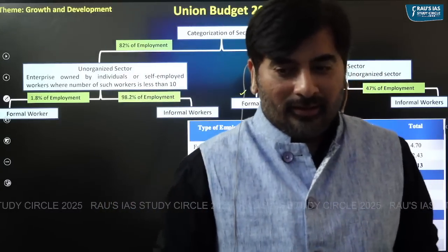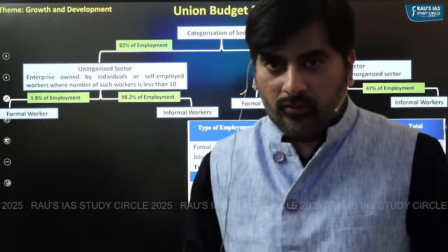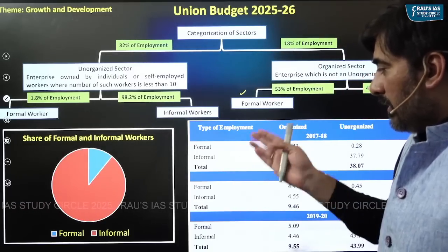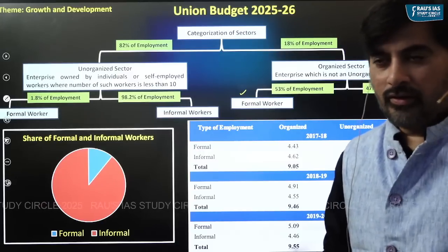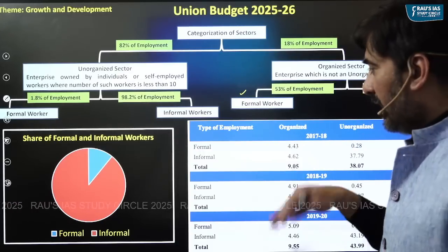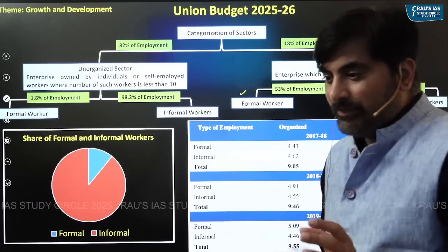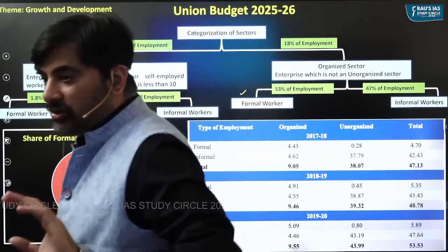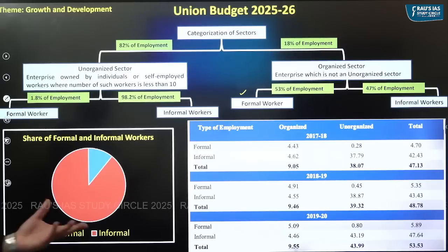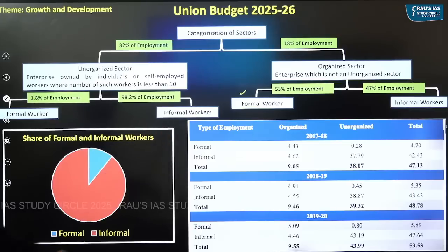And broadly, if I want to know the percentage share of formal and informal workers in India, this is what you will get. The share of formal workers in India is hardly around 10%. Informal workers are around 90%. So almost 90% of workers in India are actually informal workers. So this is how you can know about the categorization of sectors into organized and unorganized sector.